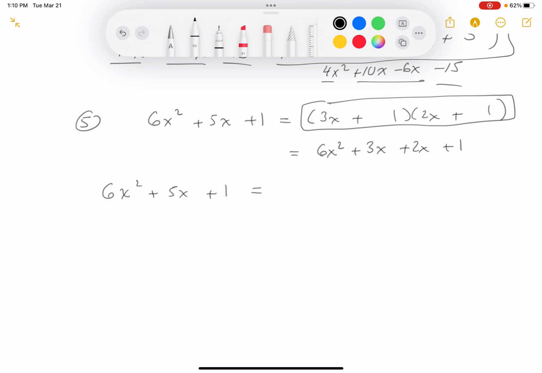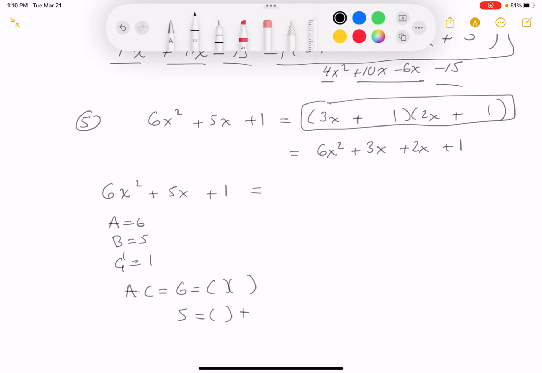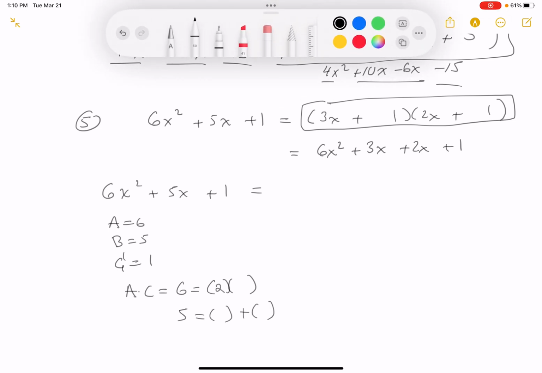And some people do this in their head, by the way. They do 6 times 1, which is 6. And then they wonder what the two numbers would be. Let me write this down, though. A is 6, B is 5, and C is 1. So A times C, 6 times 1, is 6. I need to find two numbers that multiply to 6, but those same two numbers have to add up to 5. Would that be 2 and 3?